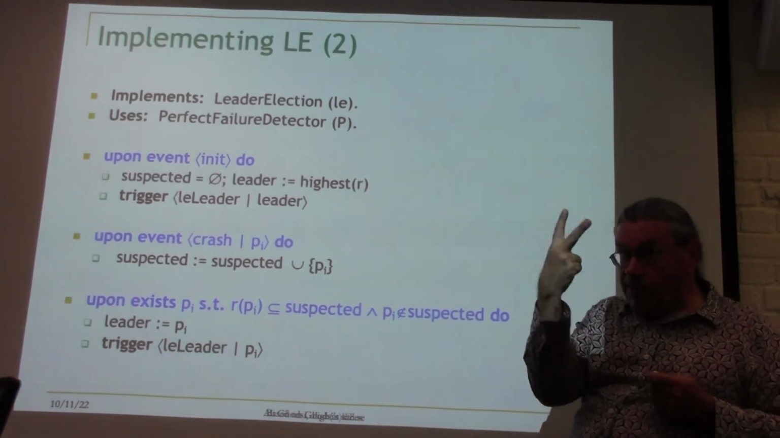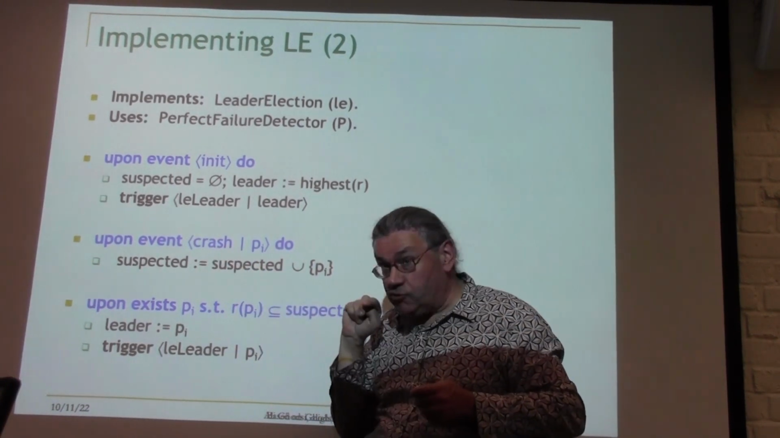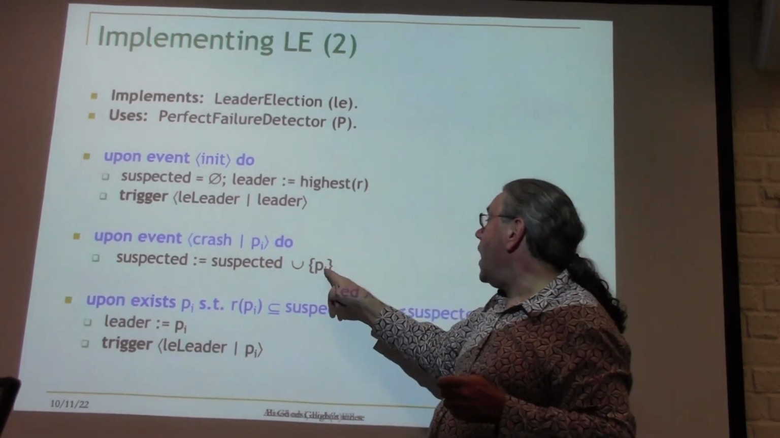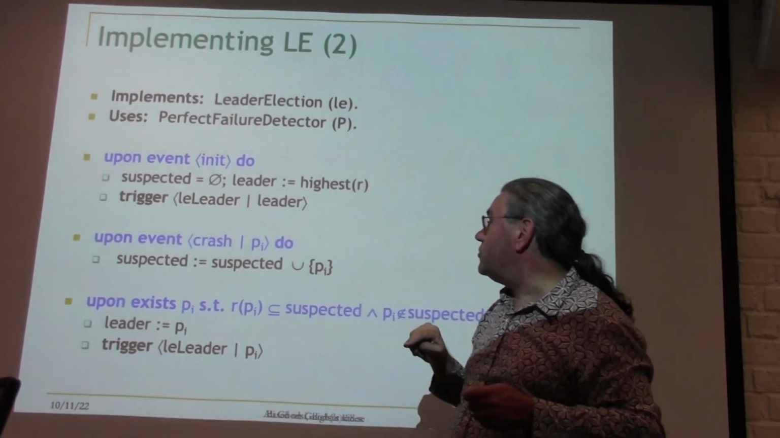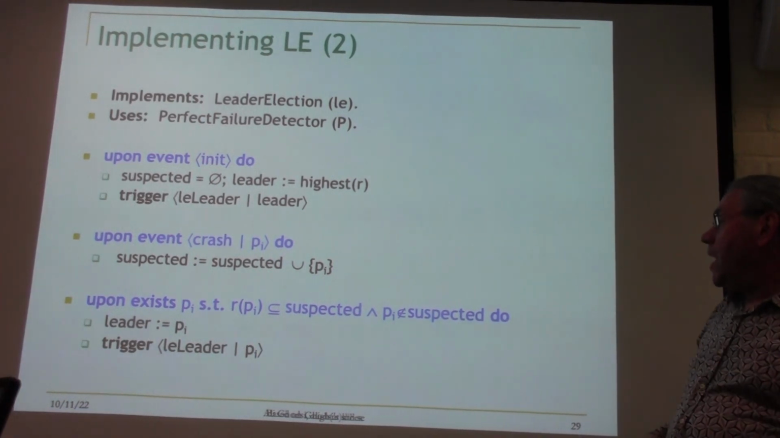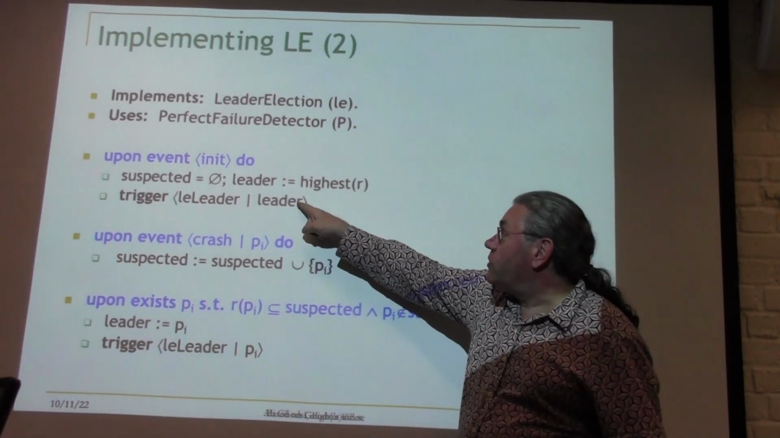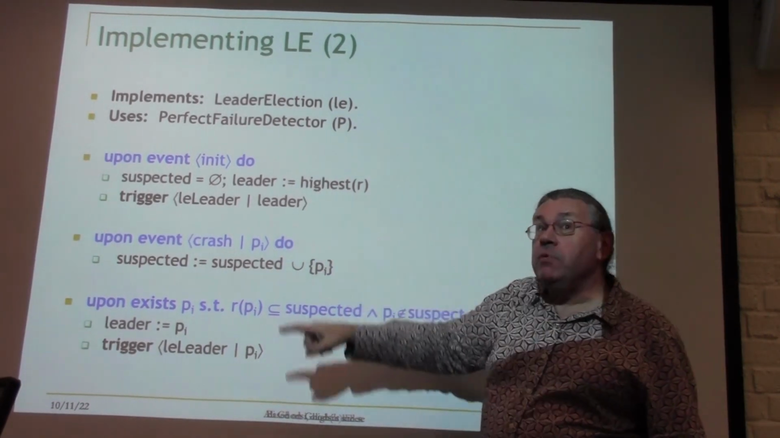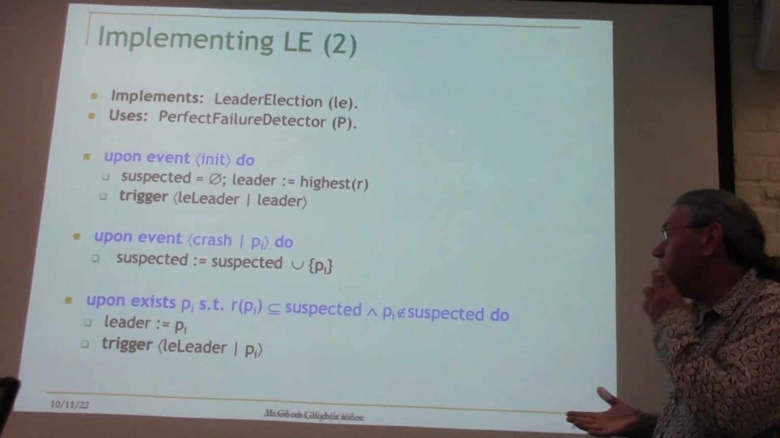And there are 2 things that can happen. First of all, the perfect failure detector will send us this crash message. And we just add it to the suspected set. So the suspected set is just telling us all the nodes that crashed. Okay? And then the problem is, this guy, who we thought was the leader, maybe the guy has crashed, and then we need another leader, okay?